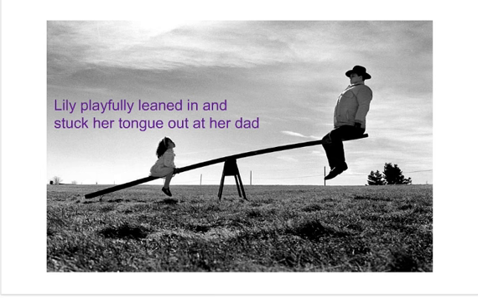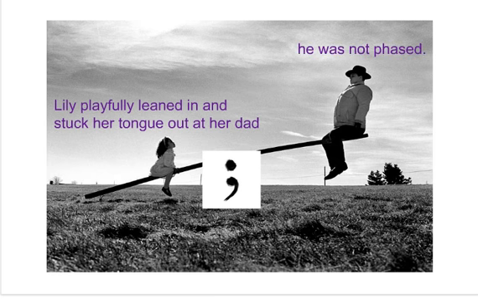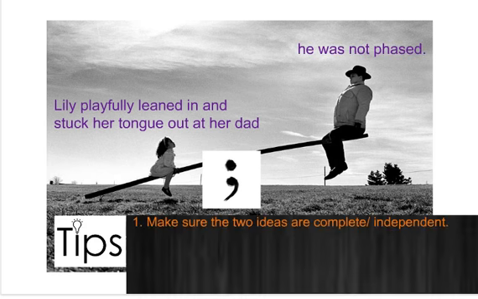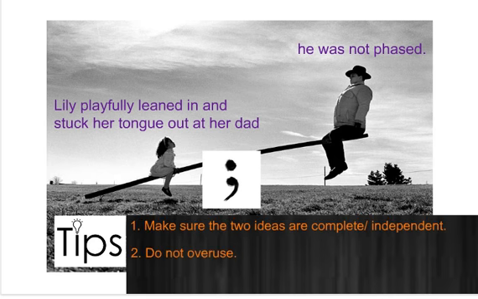Here's a great example. Lily playfully leaned in and stuck her tongue out at her dad. Semicolon. He was not fazed. Here's 2 important tips. 1, make sure that the 2 ideas are complete or independent clauses. You don't want any fragments when you're using a semicolon. And the second tip is do not overuse. The semicolon is a powerful way to make a point. If you use it too much, it loses its power.